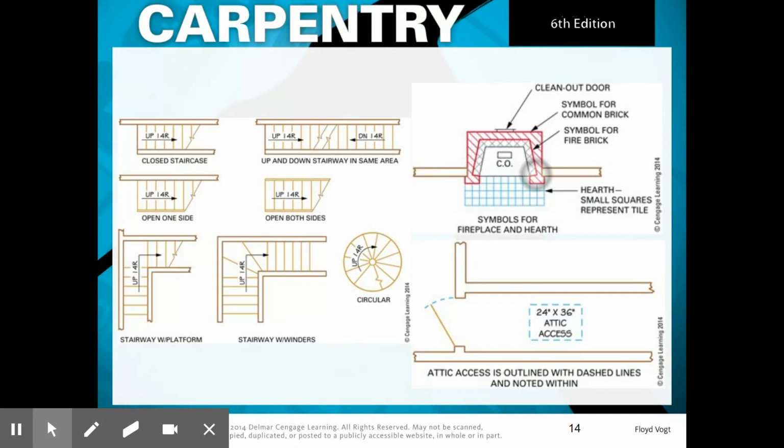Here's a fireplace or a hearth. This is indicating that there's tile. Here's going to be a clean out. Fire brick by the hashes here, and a common brick on the outside. And then here's a door for a clean out. Here's the attic access. And again, this would be called a scuttle, and a door opening out.